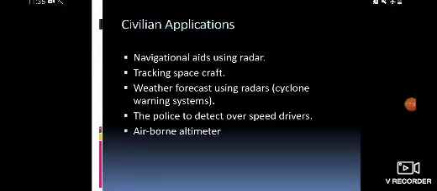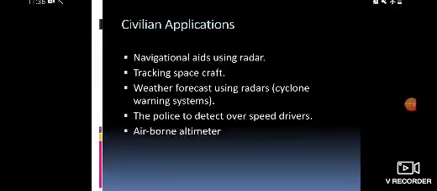And the next one is civilian applications. Civilian applications are used for navigation purposes, tracking spacecraft, and weather forecasting using the radars. Sometimes we have warning systems, that is cyclone warning systems, and another main purpose is that the police are going to be detecting over-speed drivers.